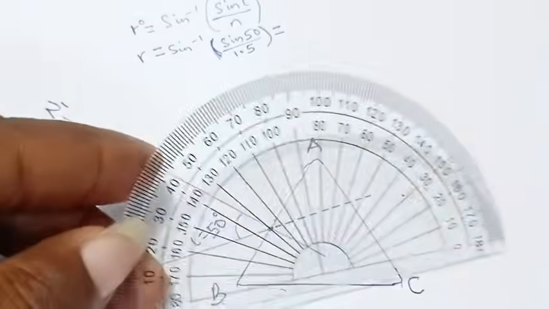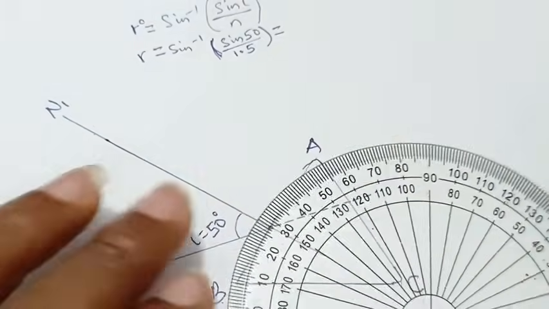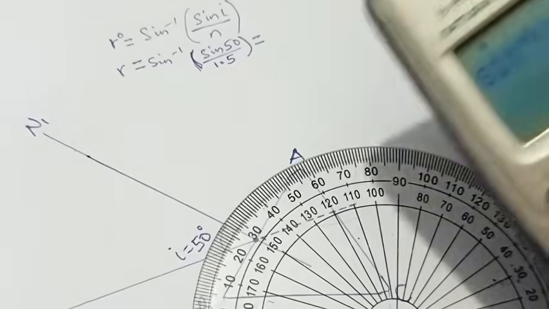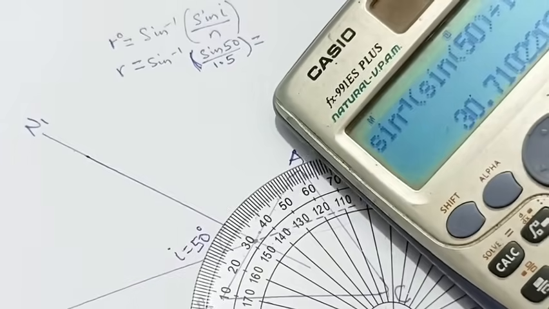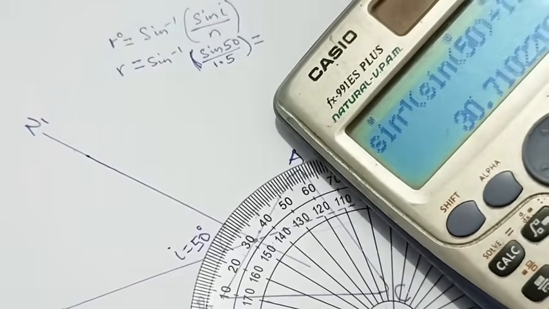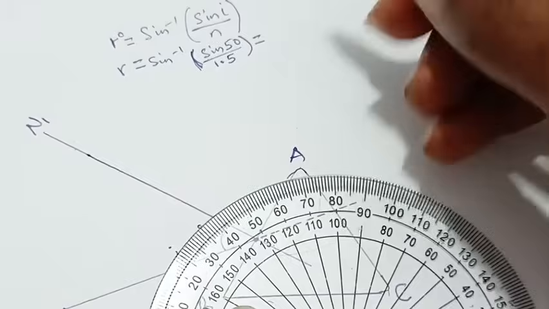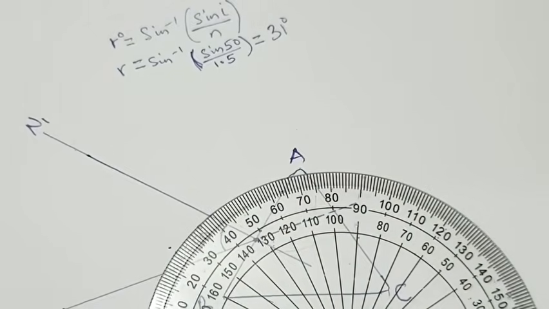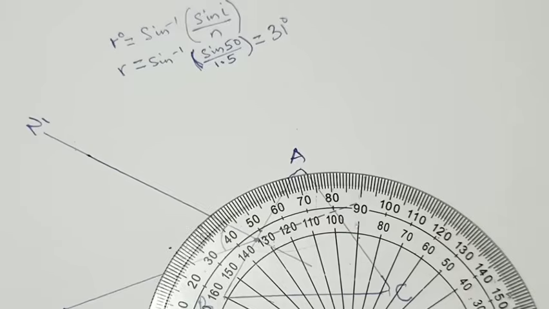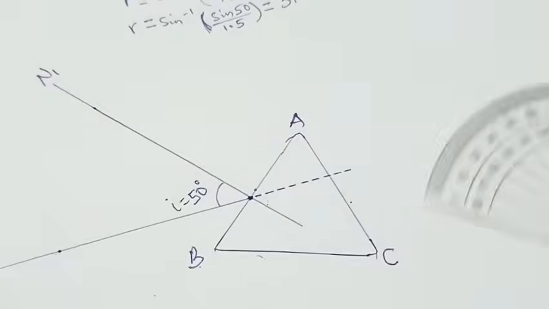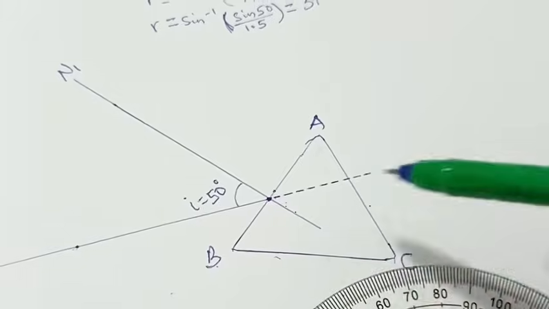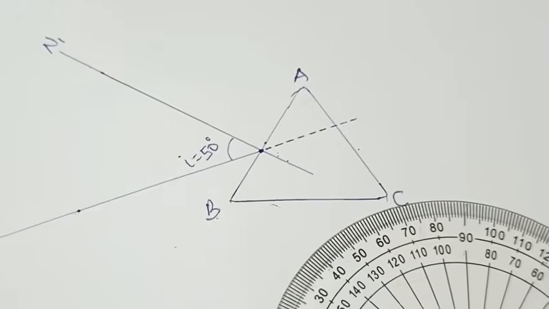But one thing is that your protractors are measured in whole degrees. So 30.7 here, we are not going to record with a point. You need to approximate to the whole number. That's the point I'm trying to make. 30.7 will give us 31. So this would be 31 degrees. And so we are going to take our protractor now and measure 31 degrees away from this normal, because that will give you the angle of refraction.